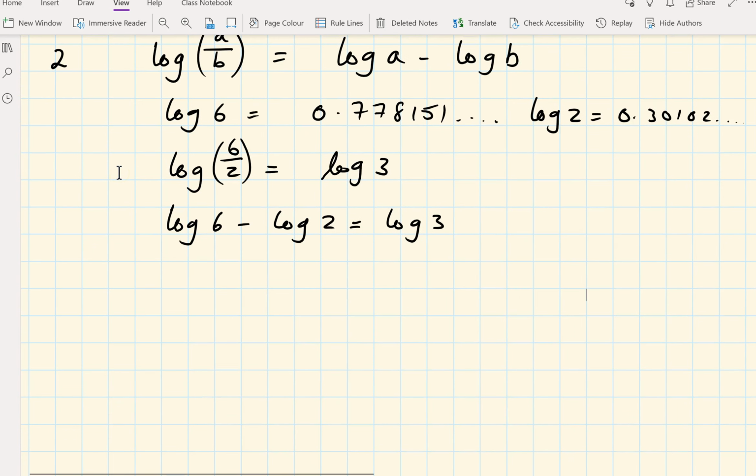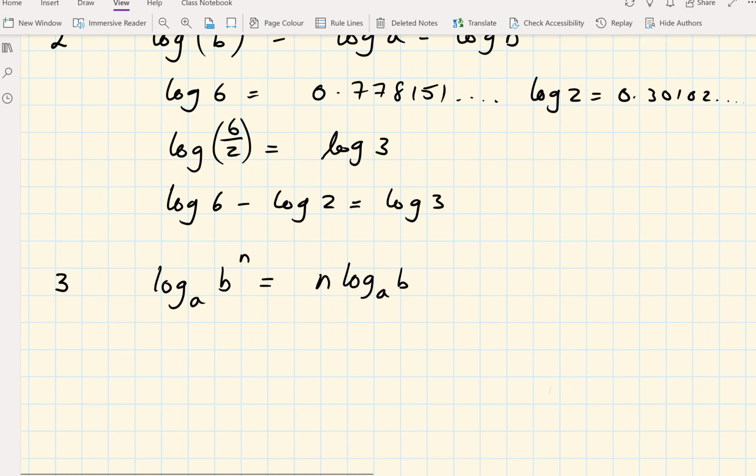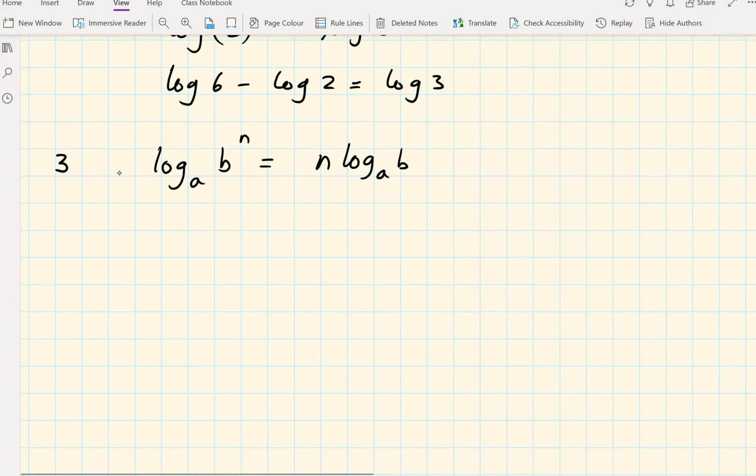The third law of logs is one that you're going to use quite a lot. It's a really important one. And it's this. If I've got the log to the base A of a number, and that number is raised to a power, then I can rewrite this as n times the log to the base A of B. We'll look at an example of this to see how this plays out.